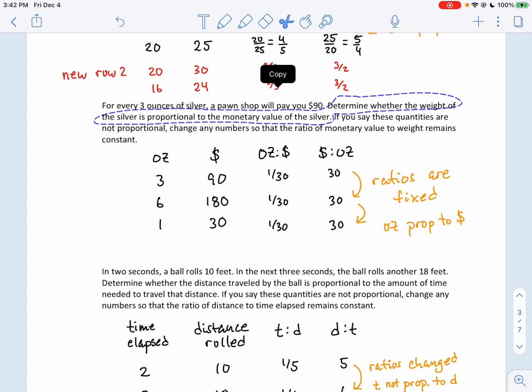You would say the weight of the silver is proportional to the monetary value of the silver. That's really the best way to say that. Here I use units to communicate those. I said the number of ounces is proportional to the number of dollars, but it's really best said with a sentence like you see up here in the prompt. Repeat a sentence like that.